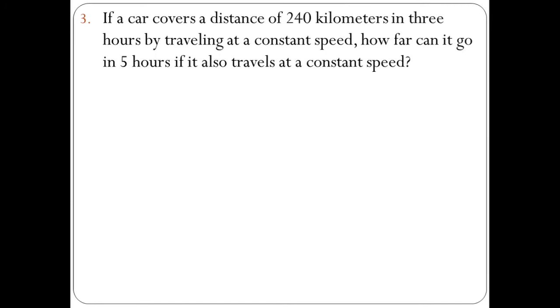Example number 3. If a car covers a distance of 240 kilometers in 3 hours by traveling at a constant speed, how far can it go in 5 hours if it also travels at a constant speed? Again, if a car covers a distance of 240 kilometers in 3 hours by traveling at a constant speed, how far can it go in 5 hours if it also travels at a constant speed?